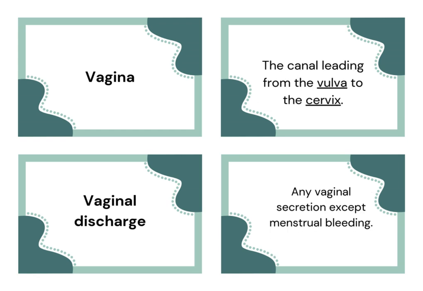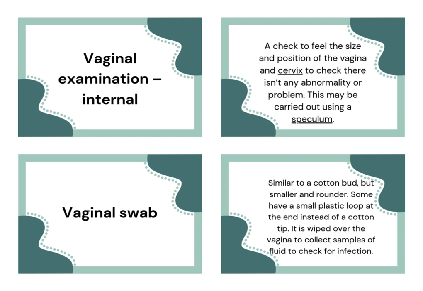Uterine sarcoma, a disease in which malignant cancer cells form in the muscles of the uterus or other tissues that support the uterus, rather than the lining of the womb, as in the case of uterine carcinoma. Vagina, the canal leading from the vulva to the cervix. Vaginal discharge, any vaginal secretion except menstrual bleeding. Vaginal examination, an internal check to feel the size and position of the vagina and cervix.